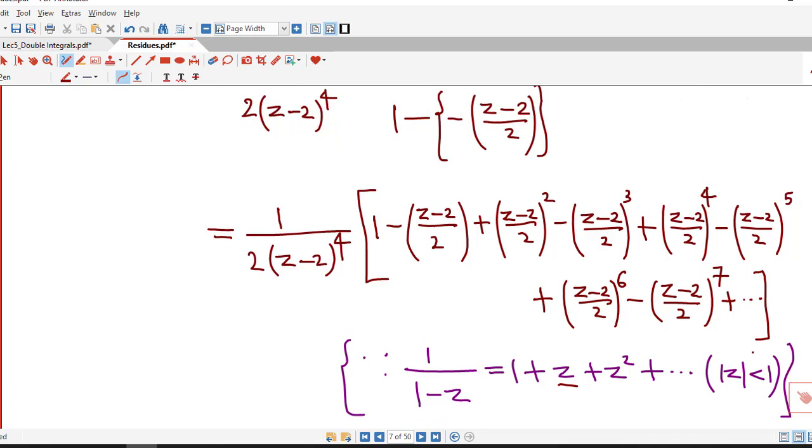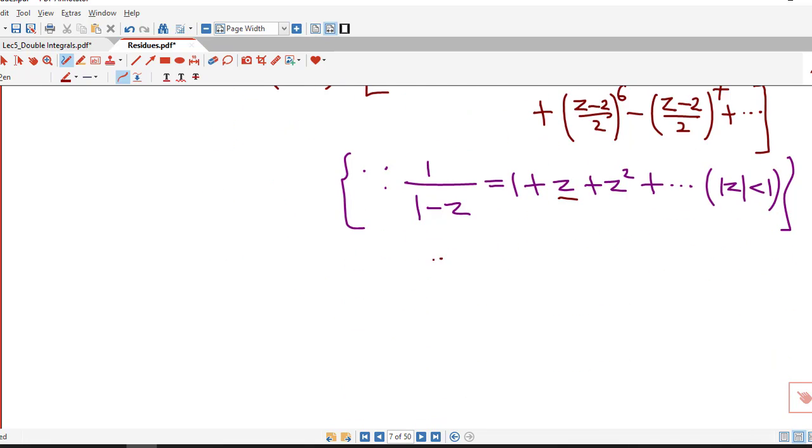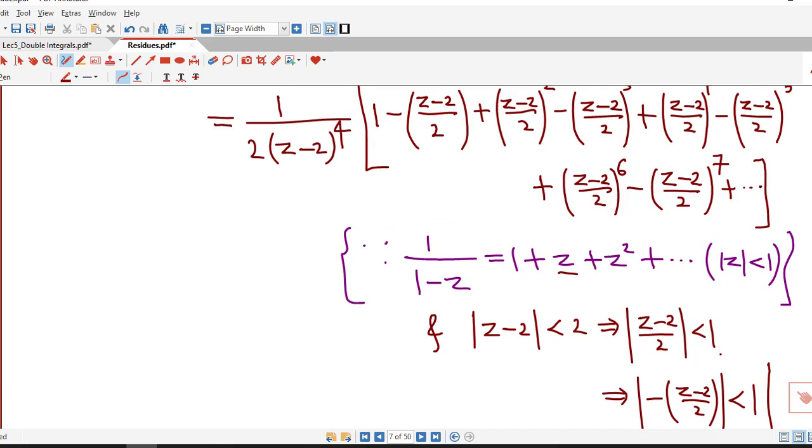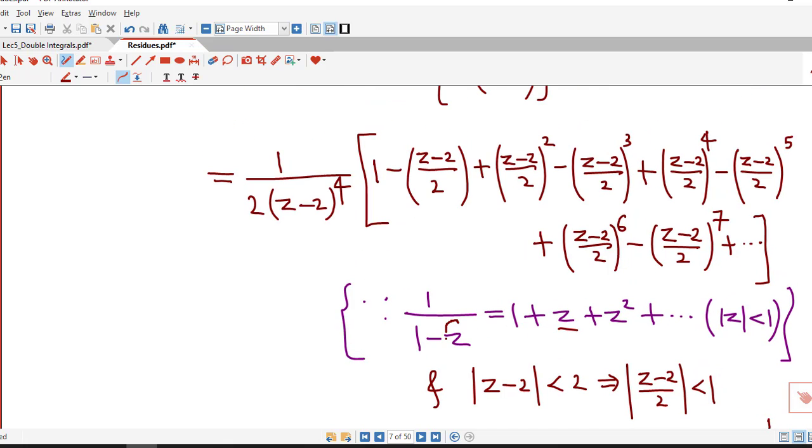And this is valid because |z - 2| is less than 2. This implies |(z - 2)/2| is less than 1, and therefore |-(z - 2)/2| is also less than 1, so that we can use this standard expansion by replacing z by negative of (z - 2)/2.